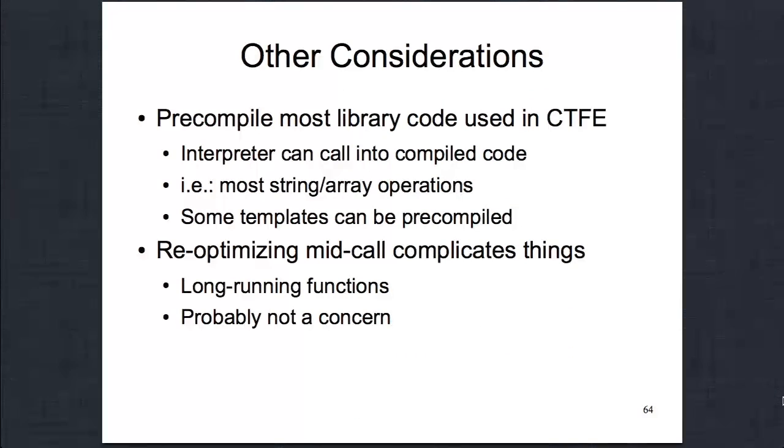There are some other considerations, such as, can you precompile some of the library code that's going to be used in CTFE, because the interpreter could call into compiled code. Presumably, most string and array operations could be precompiled. It's a bit trickier with templates, but maybe you could cache some compiled templates based on the arguments and then save time. Another consideration is reoptimizing functions in the middle of a call. If you have a function that executes a loop that runs for a long time, it's actually complicated to replace your implementation of that function, but I think that's probably not a concern for CTFE.